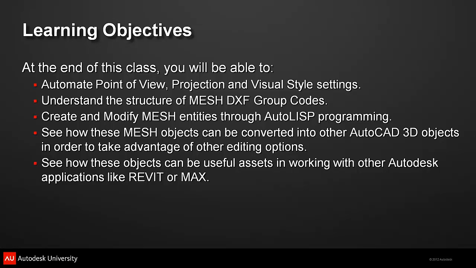To make mesh objects, we must understand which values must be assigned to the DXF group codes in its entity definition list. Once this has been made clear, we will see how they can be made and modified through classic AutoLISP.